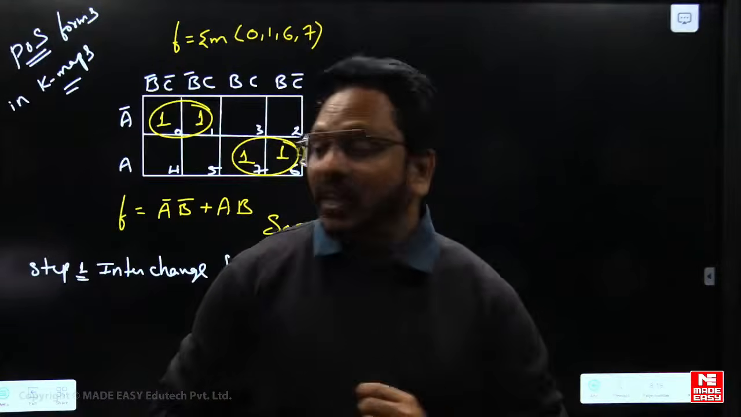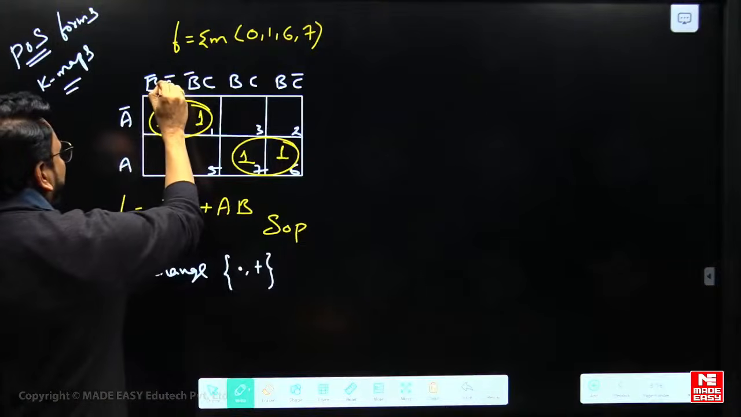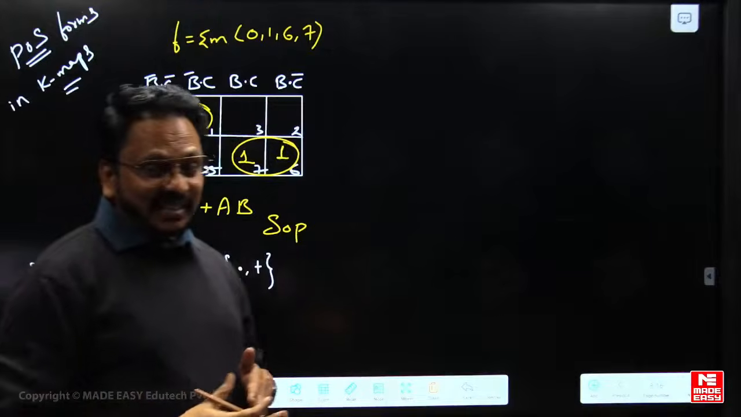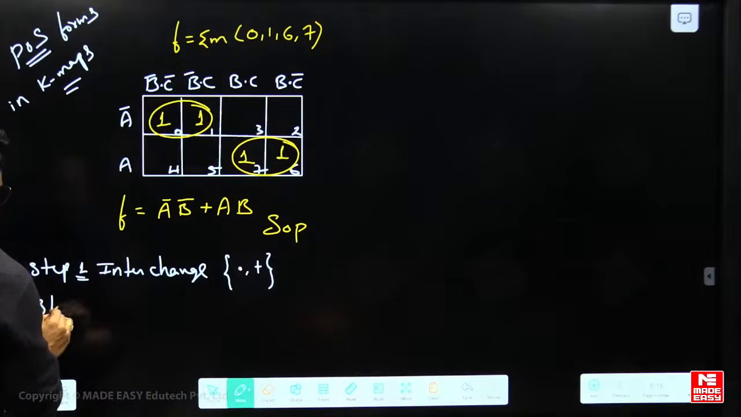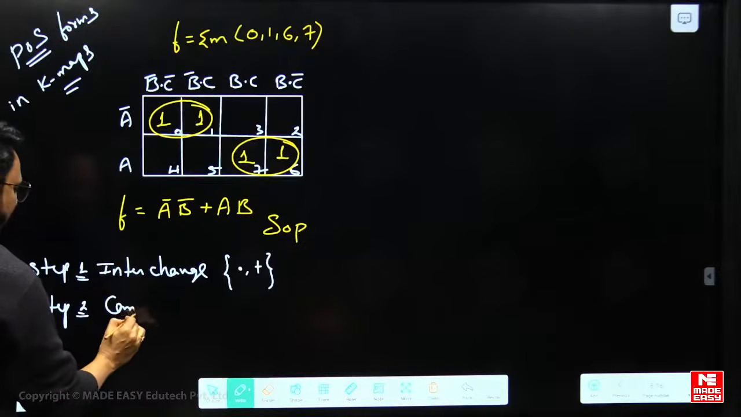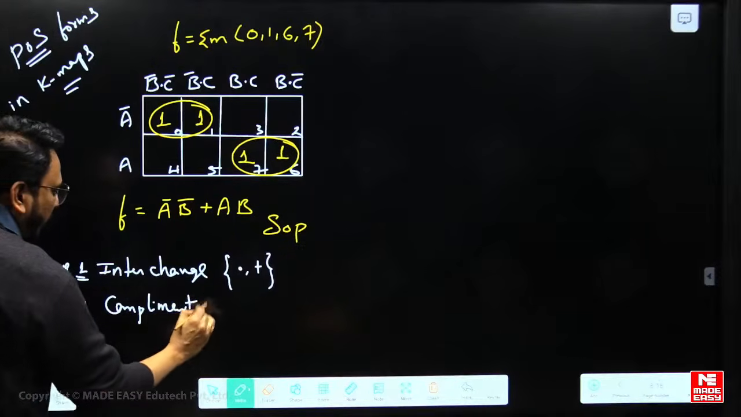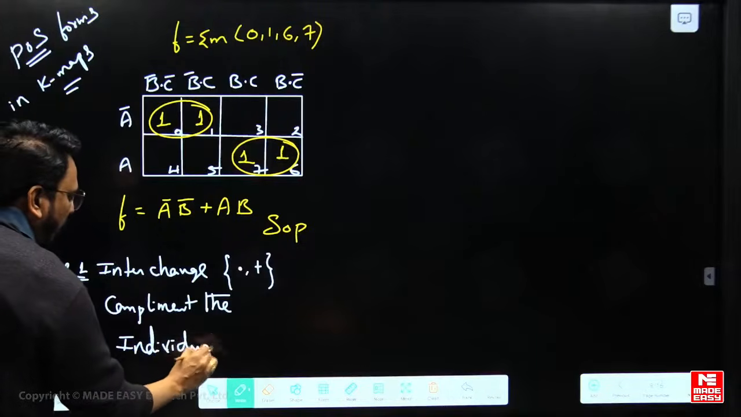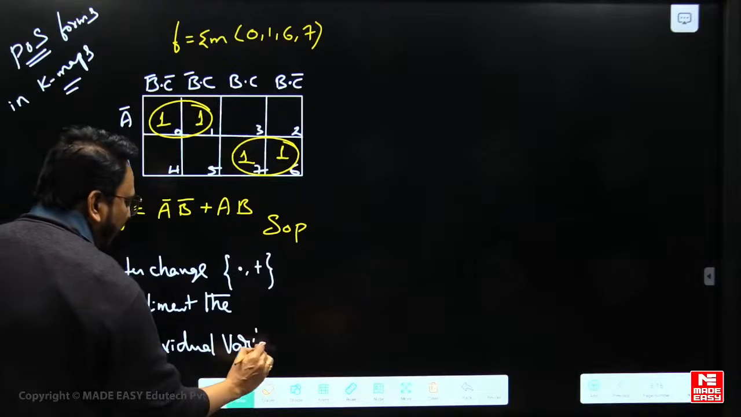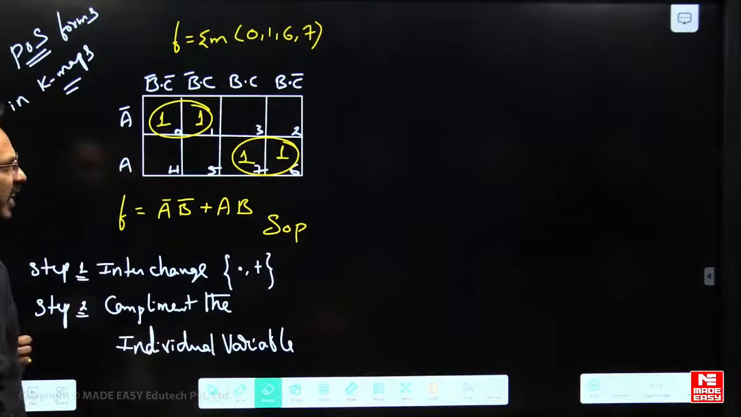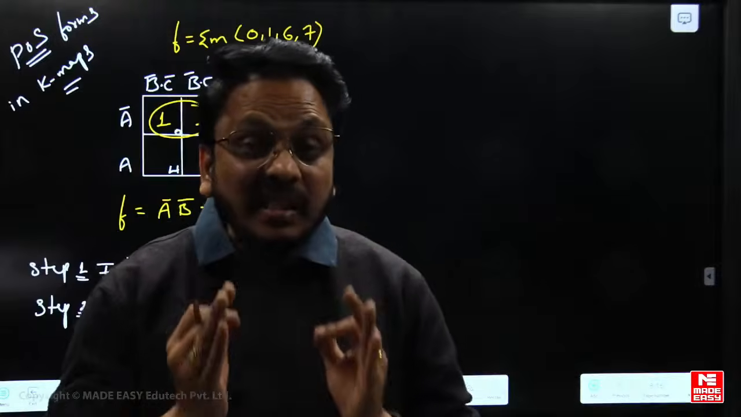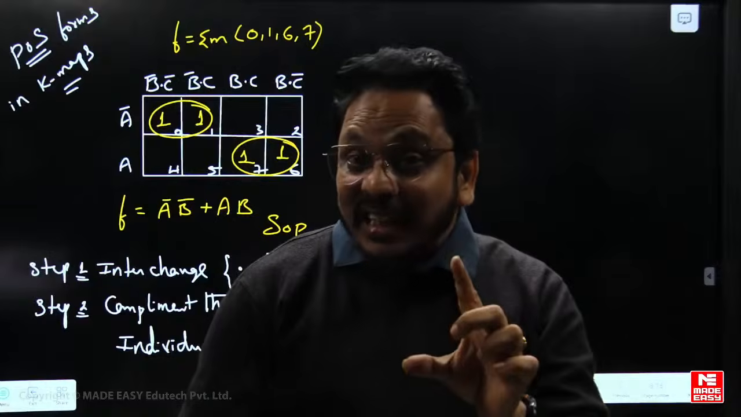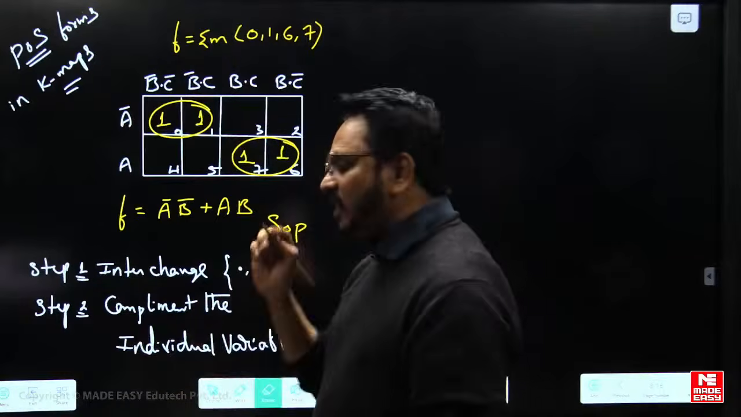Sir, where is the dot, sir? Here the dot is there, no, my dear. Dot, dot, dot, like that, those should be interchanged as plus. And the second important step for the K-map is to complement the individual variable. Yes, the K-map itself has to be changed. It is a very important thing you should remember. For that K-map, you should apply these two changes, my dear.